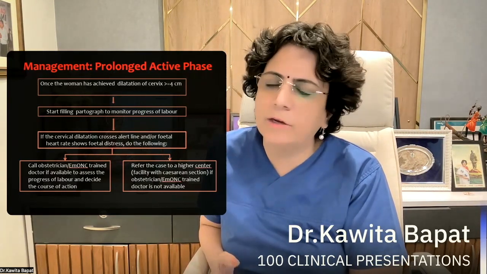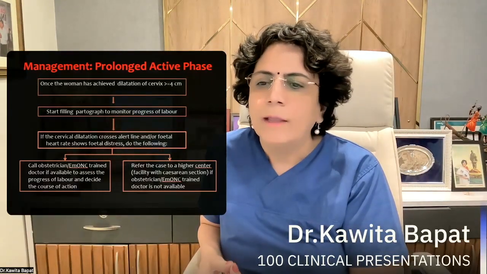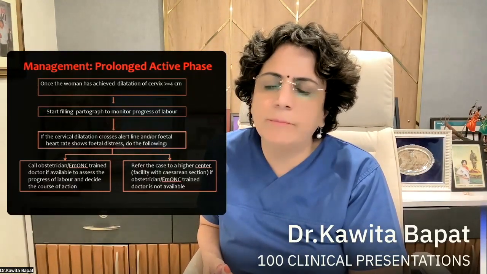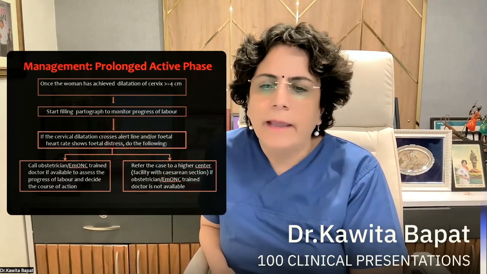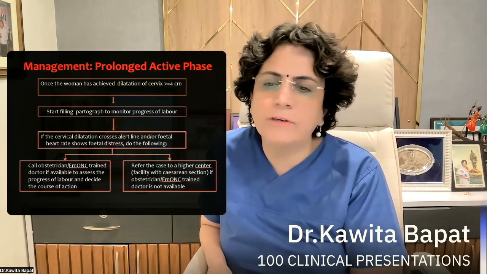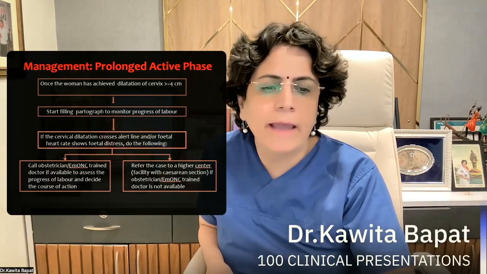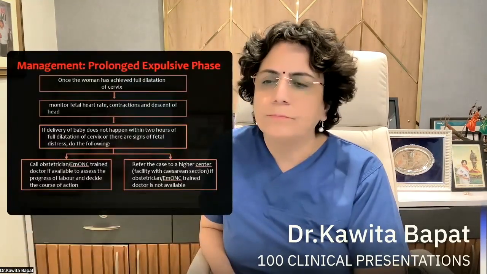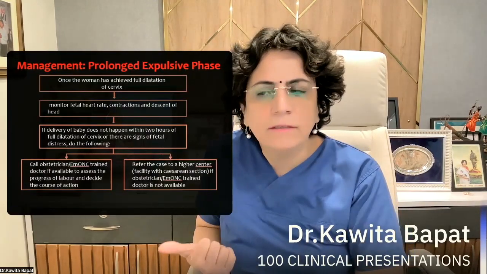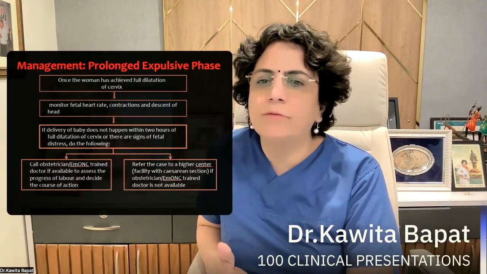Number 1, trained obstetricians should see the patient and assess the progress of the labor and decide the course of action. And then again the same thing, refer the patient to the higher center where the facilities for cesarean section and all are available. Then it's the third part.